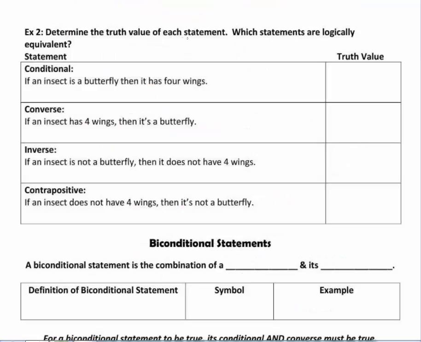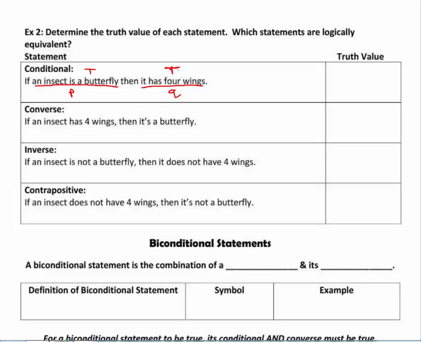So we're going to determine the truth value of each statement. We're going to write the statements and see which statements are logically equivalent. So if an insect is a butterfly, that's our P. Then it has 4 wings. That's our Q. Is that true or false? Well, an insect is a butterfly. That's possible, right? So that's true. Do all butterflies have 4 wings? You don't need to Google it.